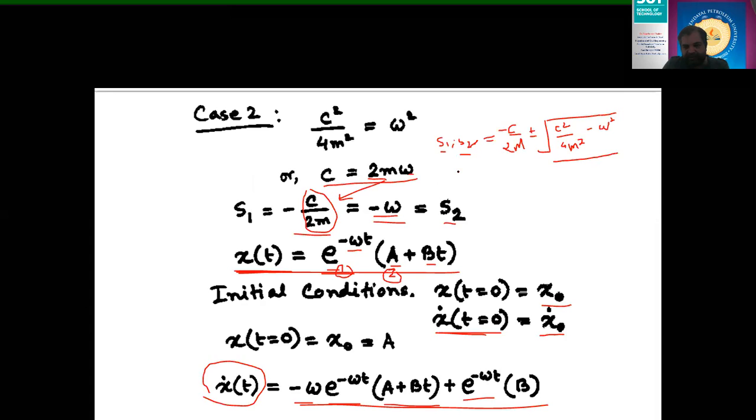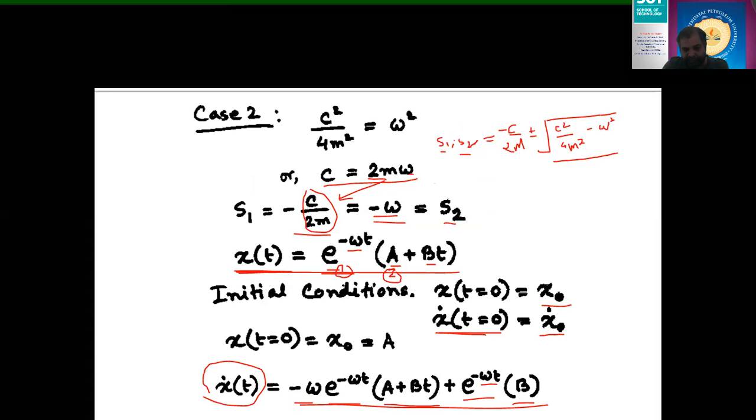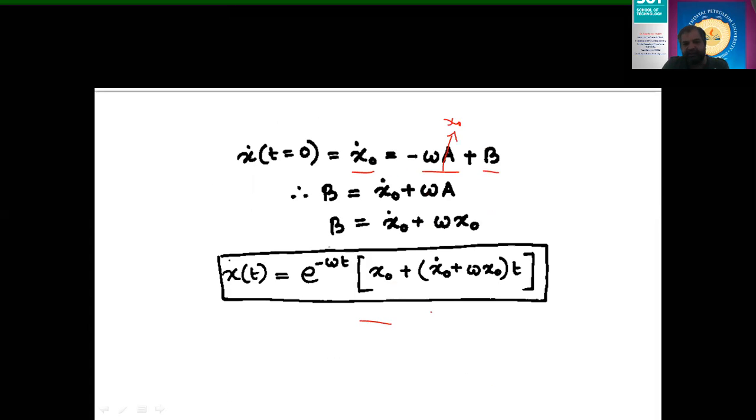Now here you put e raised to minus omega t, so e raised to 0 is 1 into b, which is b. So I'm putting b here. Now what you need to do is replace this a with x0. You have already found out here that a is x0. So you can replace it with x0, and this b value will be this.